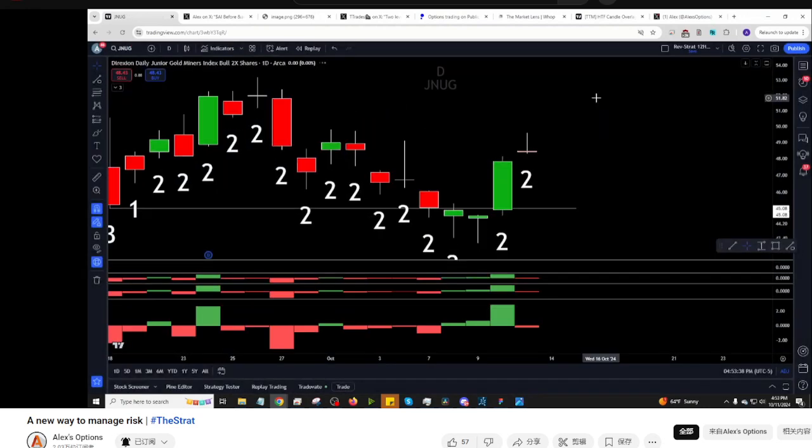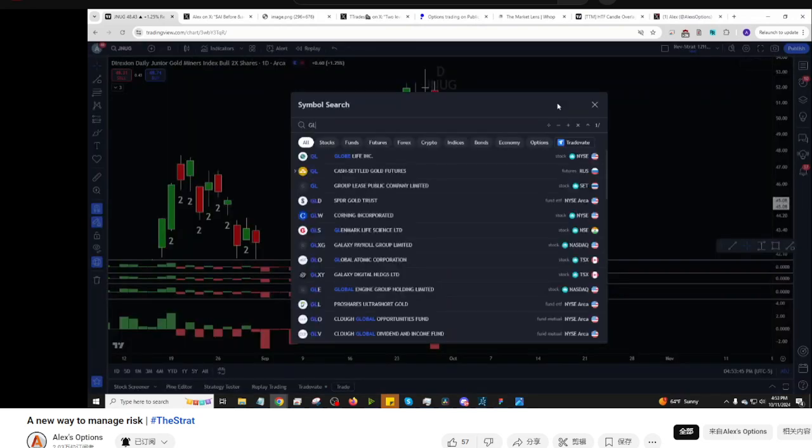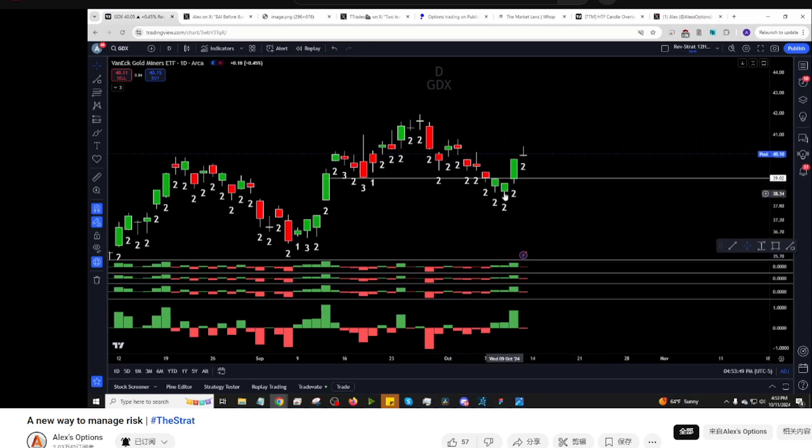If we go to the miners of gold, we also had the 2-2 and JNUG. You'll see reclaiming the lows back through the range. Some profit taking in here. If we go to the gold miners GDX, you'll see the same thing. It's a 2 down in green, so the 2-2 reversal, back through previous range, same exact thing.